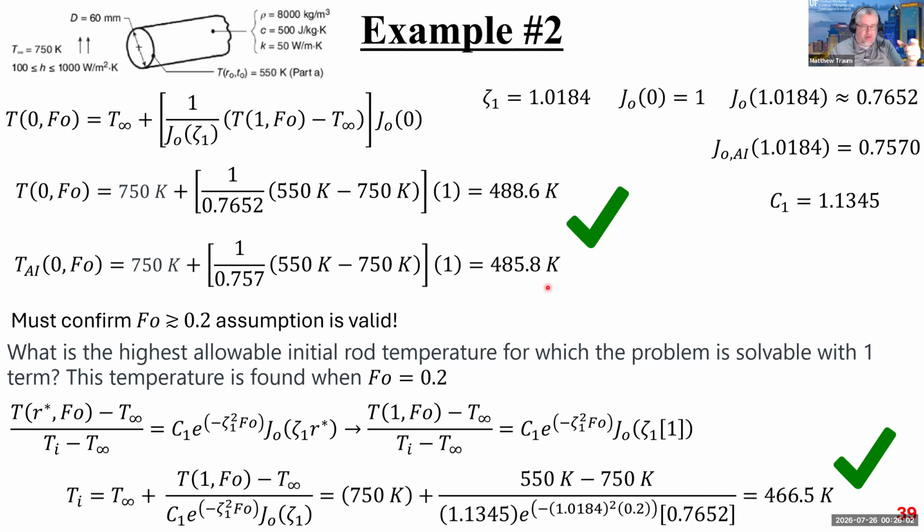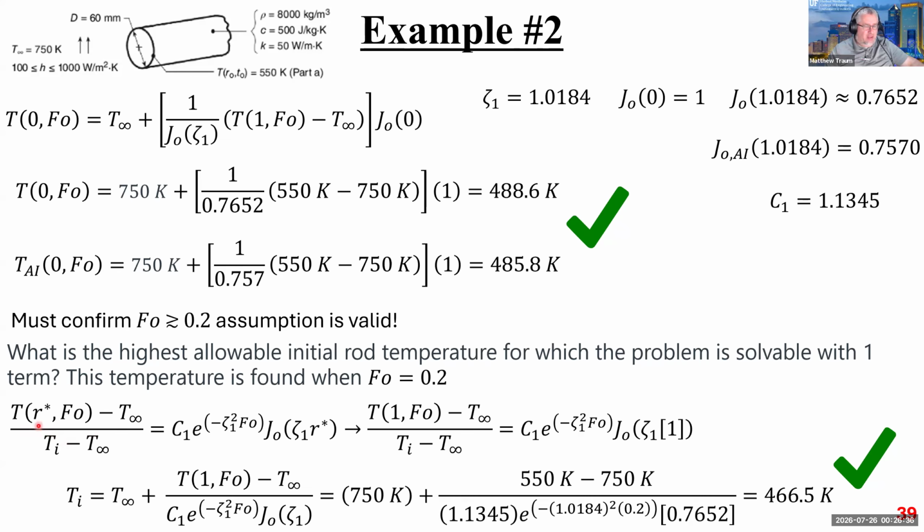If the Fourier number is too small, right, this process happens too fast, I can't use the one-term approximation. So what I'm actually looking for is a maximum temperature, right? If I get temperatures too close to 485, the heating process happens too fast. There isn't enough time, and the Fourier number is too small, and I can't use the one-term approximation. So what I'm looking for is an upper bound on the temperature of the rod when I put it into the furnace.